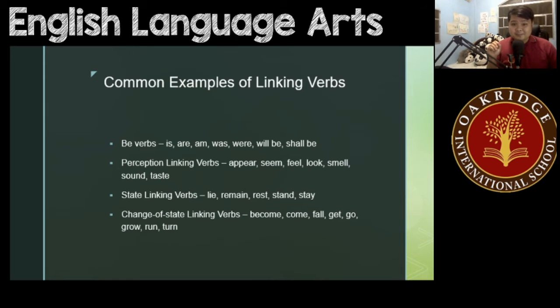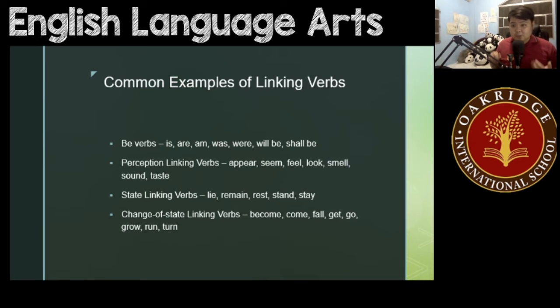We have another kind of verb, the perception linking verbs. These are also called the sense verbs or the sensory verbs. These are verbs that involve the five senses, like appear, seem, feel, look, smell, sound, and taste. These are all different kinds of perception linking verbs.